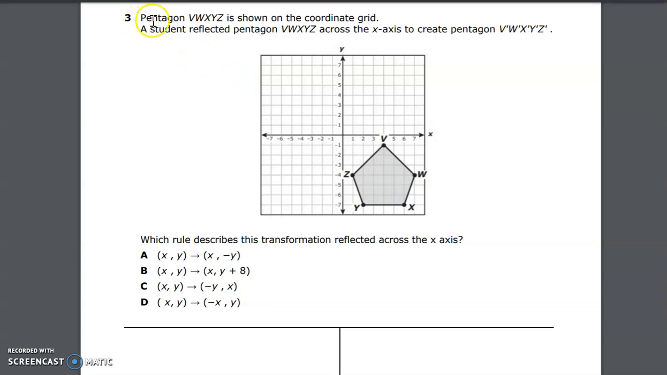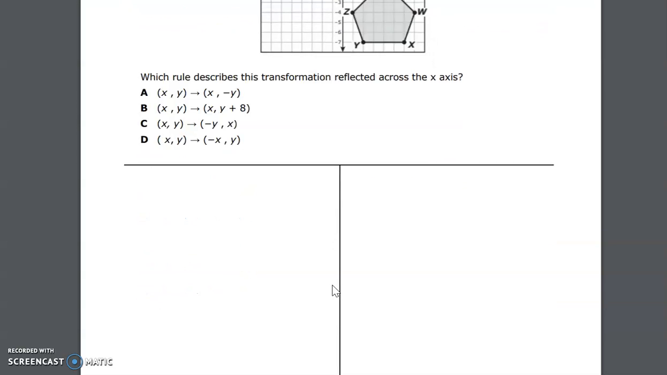Number 3, pentagon VWXYZ is shown on the grid. A student reflected a pentagon across the x-axis to create the other pentagon. Which rule describes the transformation reflected across the x-axis? Which of these rules is reflected across the x-axis?